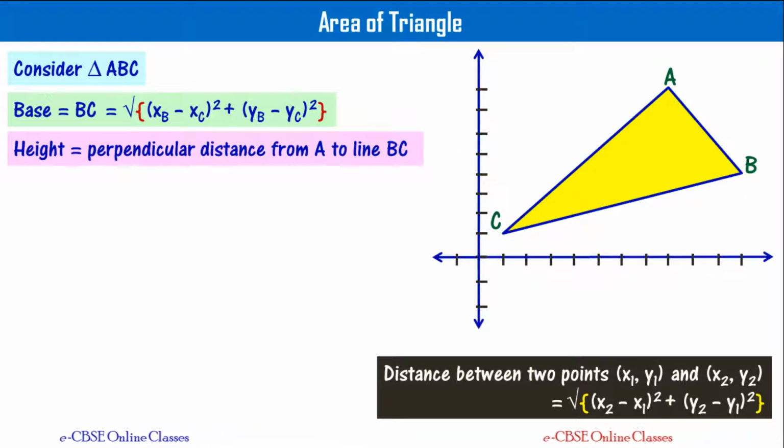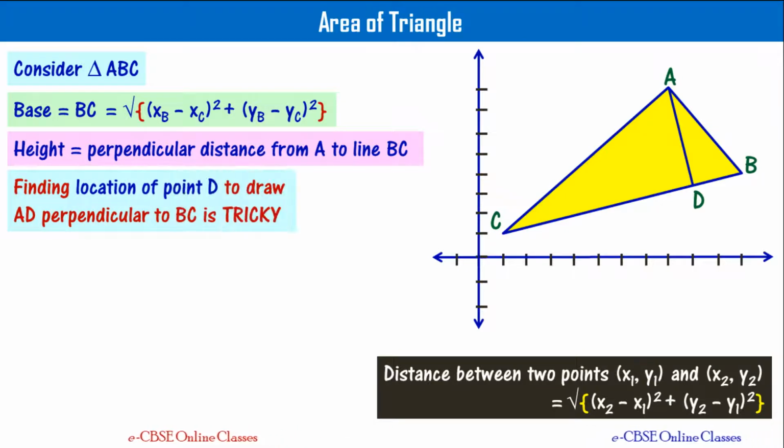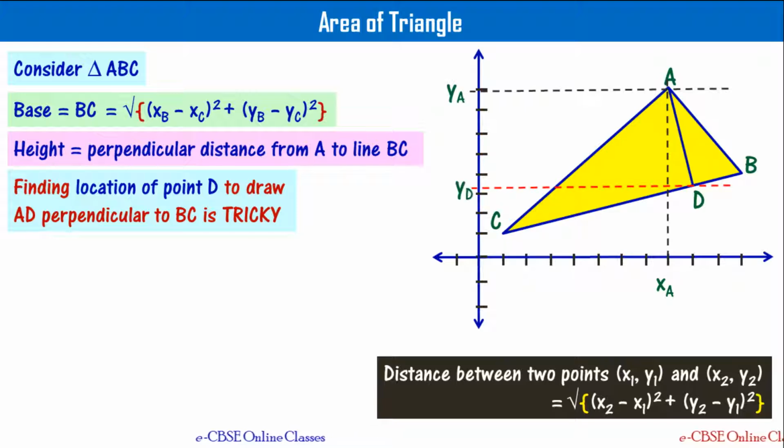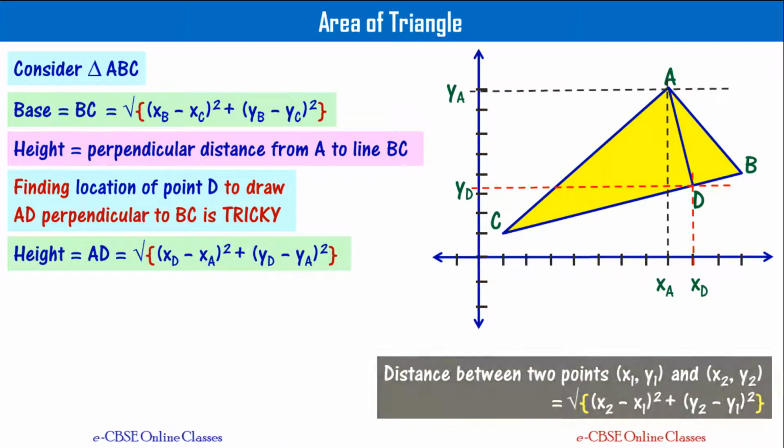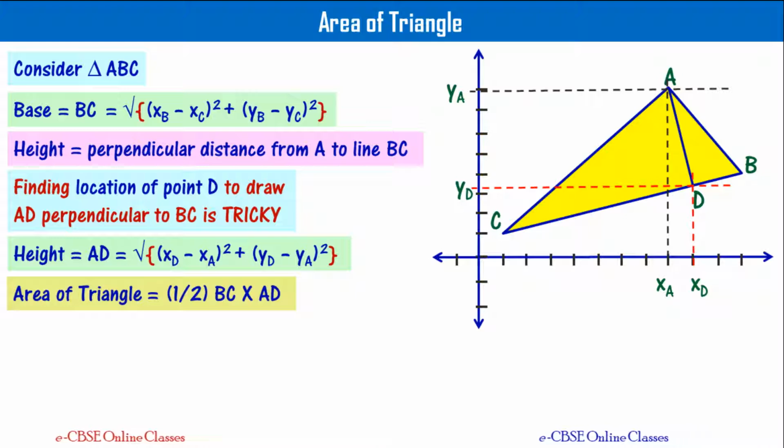And in this particular case, height is going to be perpendicular distance from A to line BC, right? So meaning AD is the height of this particular triangle. But please note that finding location of point D to draw AD perpendicular to BC is tricky. Once you find that, with the help of coordinates of A and D, one can find height AD is equal to square root of xd minus xa whole square plus yd minus ya whole square, right? Once you have height and base known, area of triangle can be written as half BC times AD.